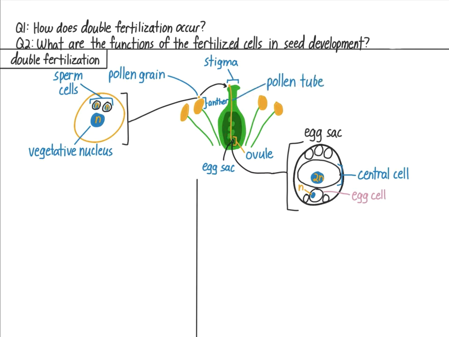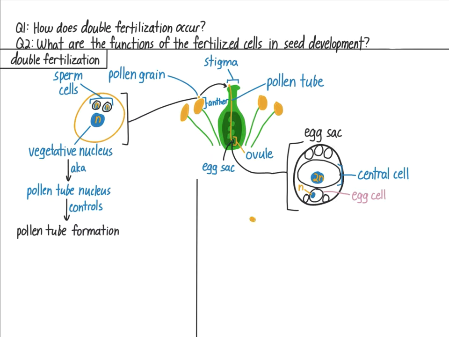The growth of the pollen tube is coordinated by the vegetative nucleus and carried out by the proteins present in the vegetative cell. For this reason, the vegetative nucleus is also called the tube nucleus, because it controls formation of the pollen tube. The pollen tube grows downward toward the ovule. The pollen tube is directed in this direction by signal molecules released by the ovule itself and by other parts of the carpel. As the pollen tube grows, the two sperm cells and the vegetative nucleus travel down it, and eventually enter the egg sac.